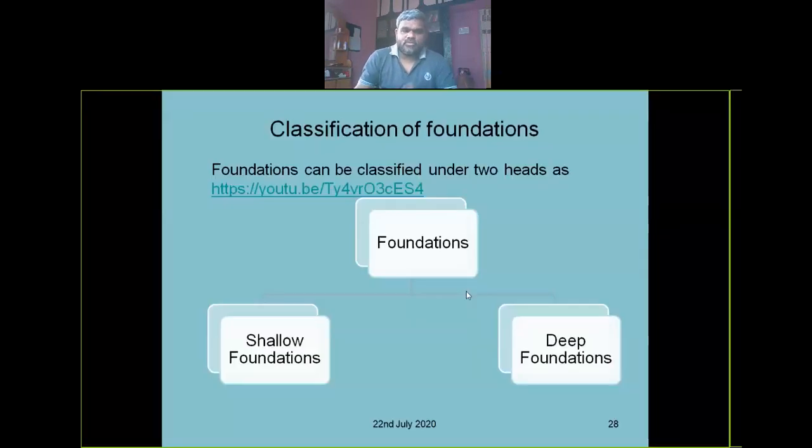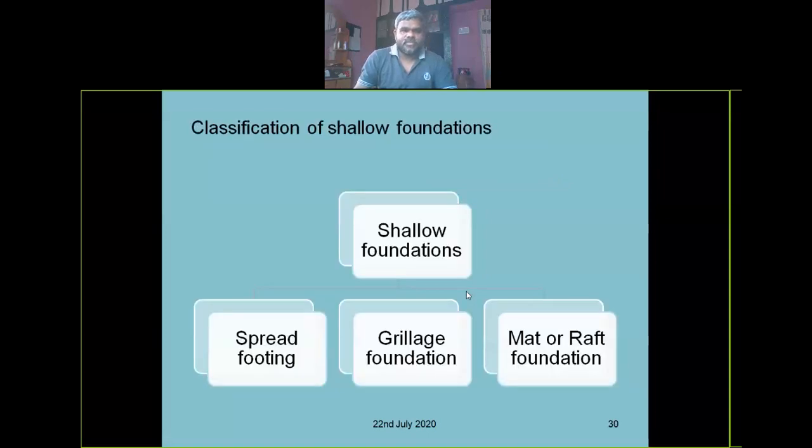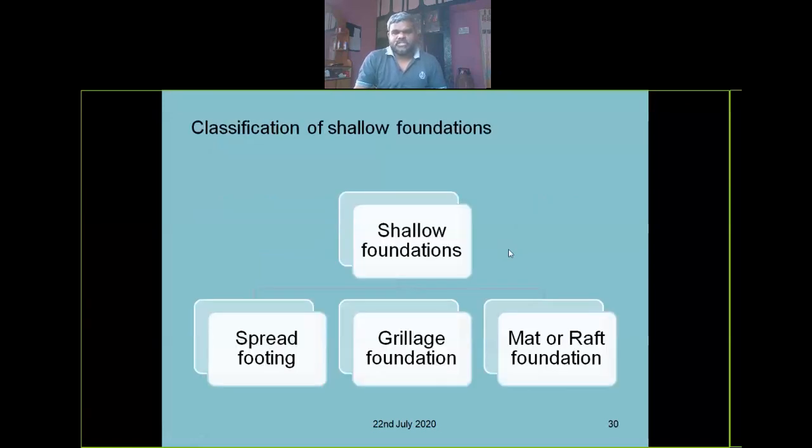Yeah, there are two types of foundations that we have seen. A foundation is said to be shallow when the depth of the foundation is equal to or less than its width, right? Then shallow foundations are further classified into spread footing, grillage footing, and mat foundation or raft foundation.